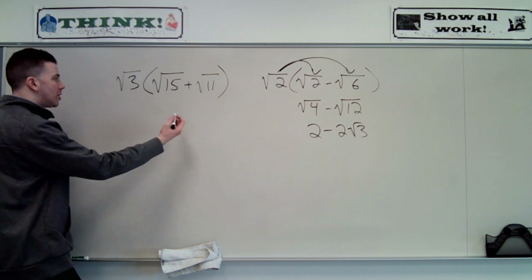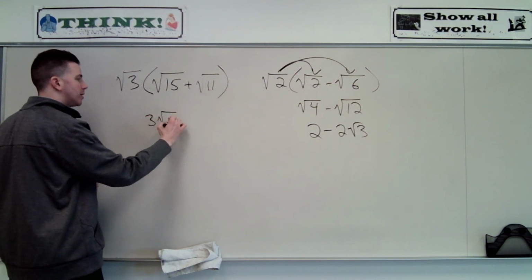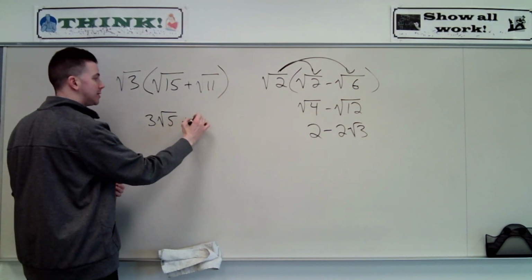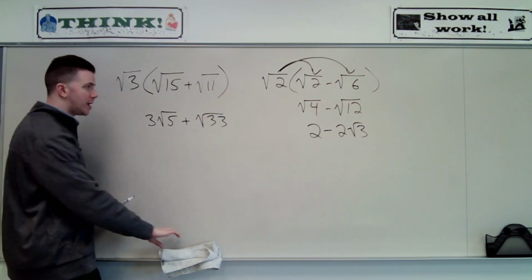Okay, folks, so after you have done this, you should have arrived at the answer, 3 square roots of 5 plus the square root of 33. Let's move on.